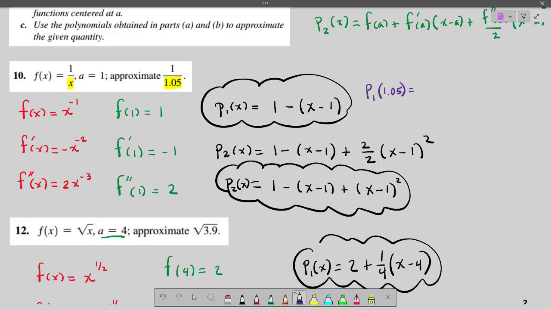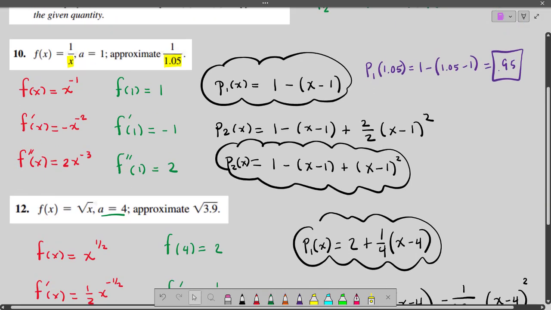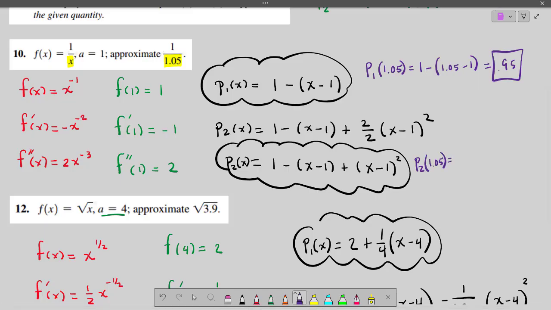So P1 of that is going to be 1 minus 1.05 minus 1. So we subtract off 1 and we get 0.05. Then we subtract that from that, so we get 0.95. So that is going to be our approximation. Now let's do it for this one. So P sub 2 of 1.05 will be 1 minus, we can do this subtraction in our head, 1.05 minus 1, that's 0.05.